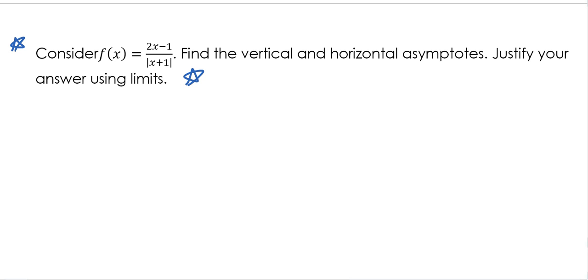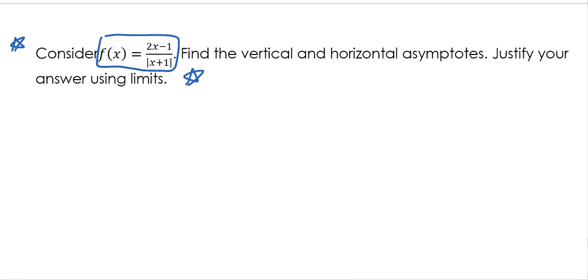So the question is, if I have f of x equals 2x minus 1 divided by the absolute value of x plus 1, find the vertical and horizontal asymptotes, and I need to justify my answer using limits. Okay, so this kind of question will take a little bit of work. So let's get started here.